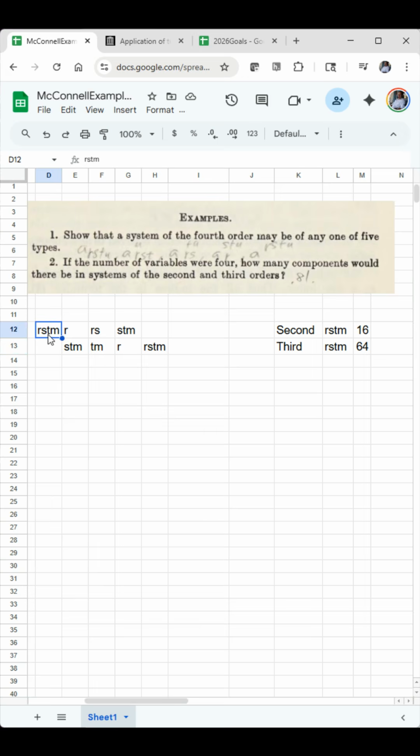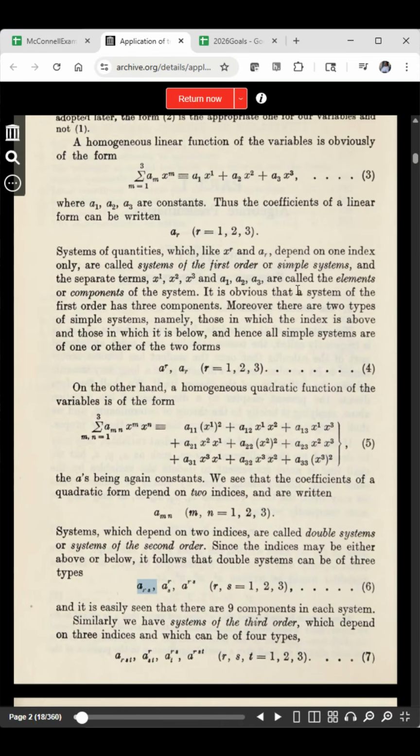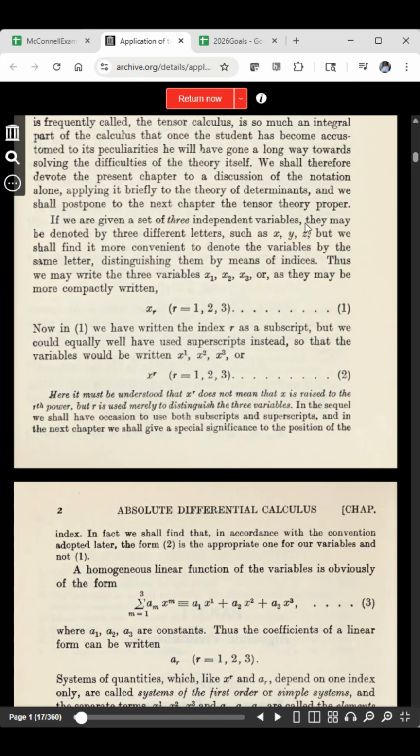These are indices. So that's a fourth order system. This says, what if the number of variables were 4? McConnell's not going to touch on this regularly, but the book made a choice right here to go with X, Y, and Z. Most of the time, X, Y, and Z are going to be 1, 2, and 3. But you'll note that these are called variables. So you could have X, Y, Z, and T, with a tip of the hat to space-time. And so now you've got four variables.